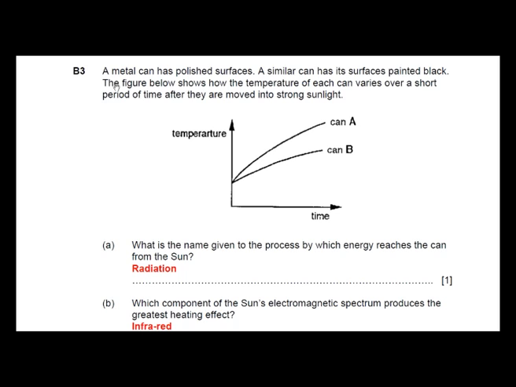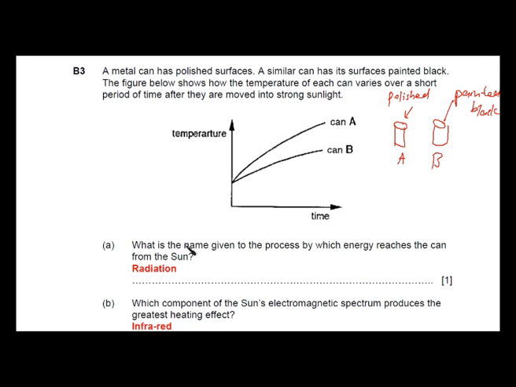For question B3, a metal can has polished surfaces. A similar can has its surfaces painted black. So there are two cans, can A and can B. This one is a polished surface and this one is painted black. The figure below shows how the temperature of each can varies over a short period of time after they are moved into strong sunlight.